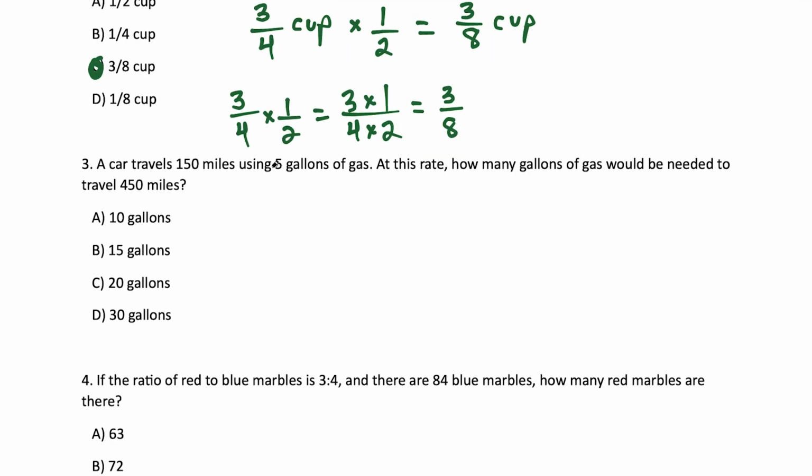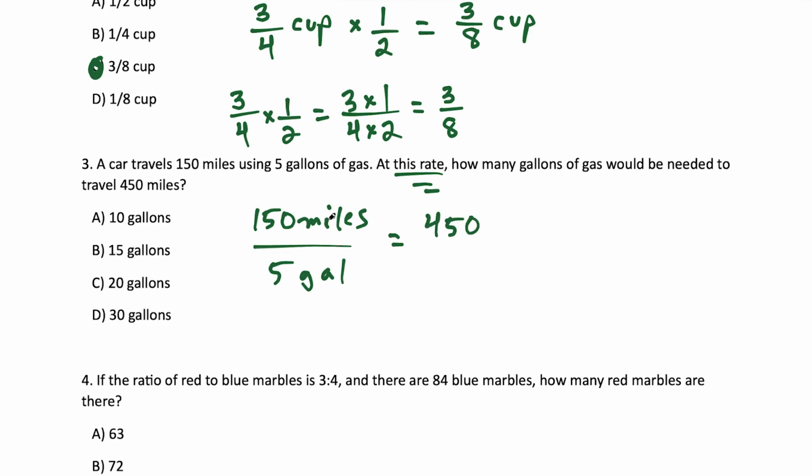Question 3, we have a car travels 150 miles using 5 gallons of gas. So 150 miles for 5 gallons of gas. And then at this rate, how many gallons of gas would be needed to travel 450 miles? So for this one, we could just set up the proportion. We're going to keep miles over gallons. So we're going to have miles in the second fraction here. So in this next ratio, and we have gallons in the denominator like this. Okay, so what we're looking for is how many gallons are needed to drive 450 miles.